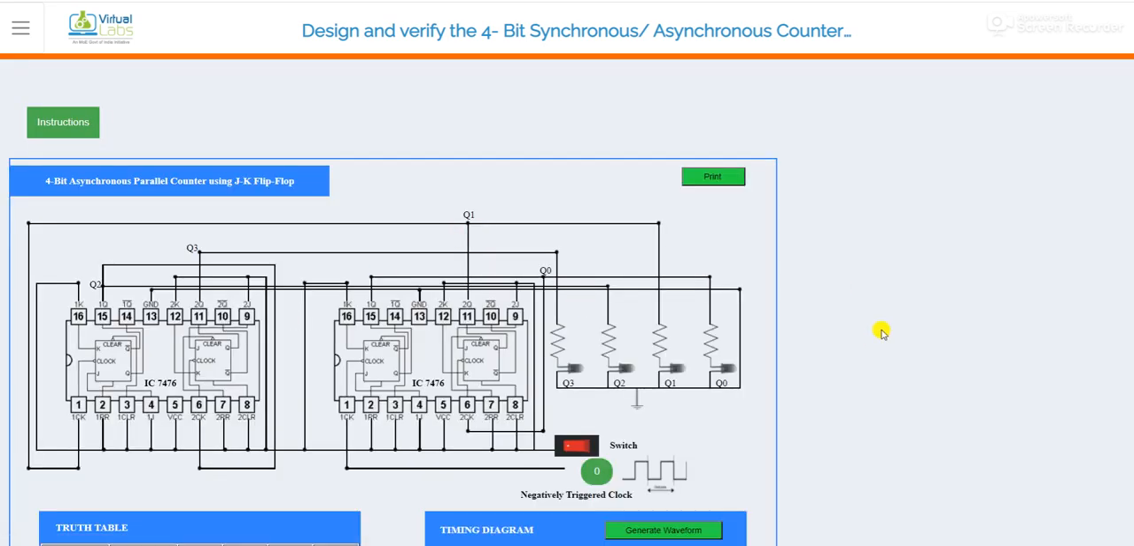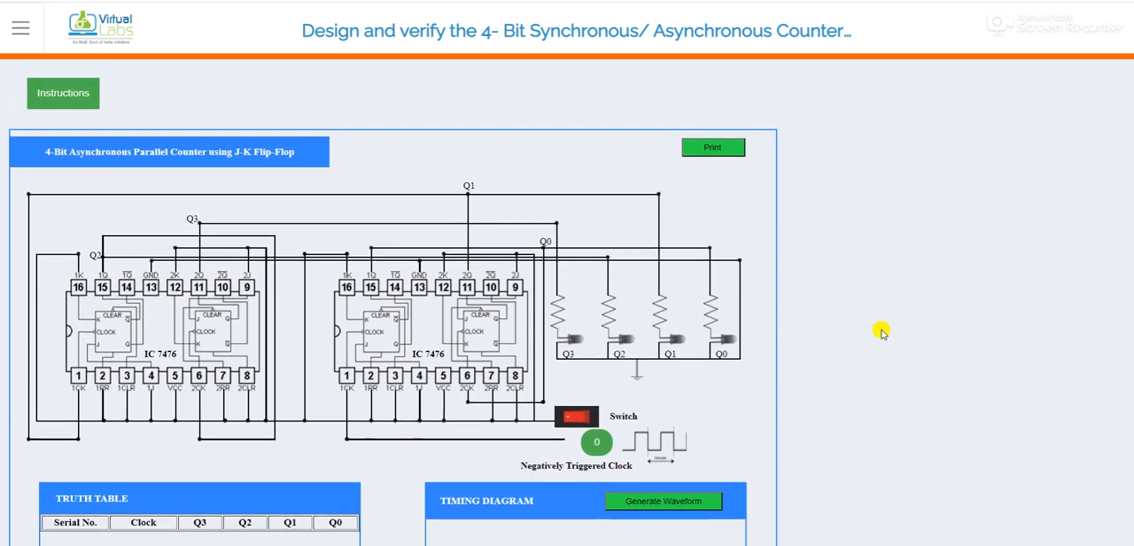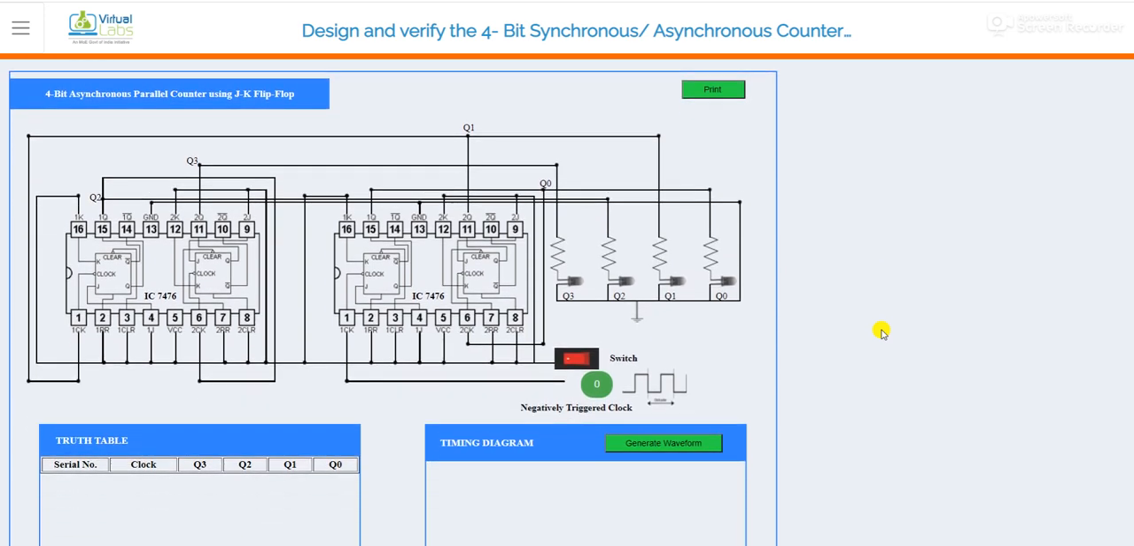So this is basically the circuit diagram of a 4-bit up counter. Here we are using two ICs of JK flip-flop. Each IC 7476 is basically a dual JK flip-flop, so there are two JK flip-flops in IC 7476, and the second IC is this one. So basically we are using 1, 2, 3 and 4 JK flip-flops for the implementation of a 4-bit up asynchronous counter.